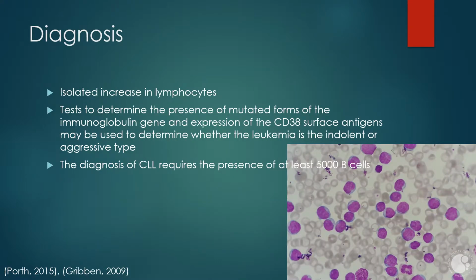As for diagnosis, it looks at an isolated increase in lymphocytes, and the test to determine the presence of mutated forms of the immunoglobulin gene and the expression of the CD38 surface antigens may be used to determine whether the leukemia is the indolent or aggressive type. In order to be diagnosed with this disease, you have to have a presence of at least 5,000 B cells, which is what all of those are in the picture in the corner.